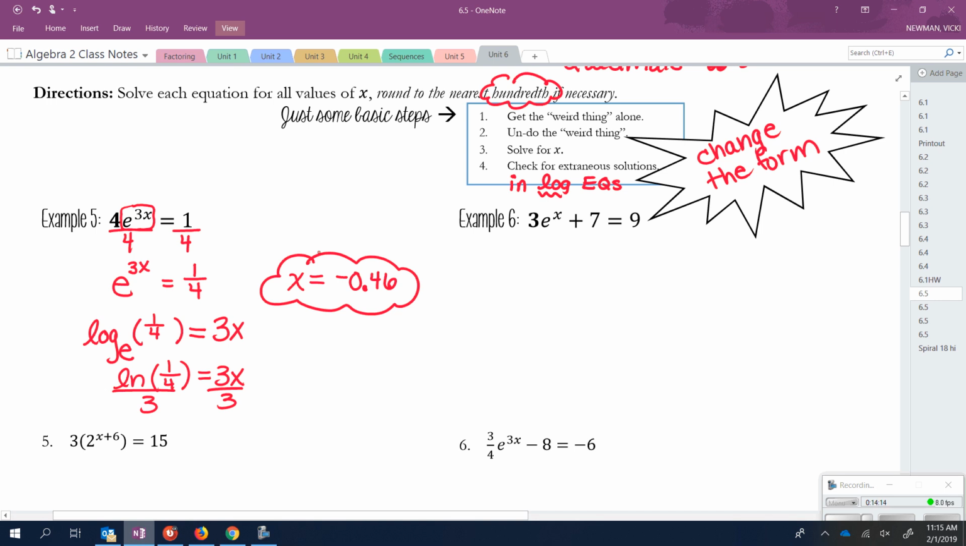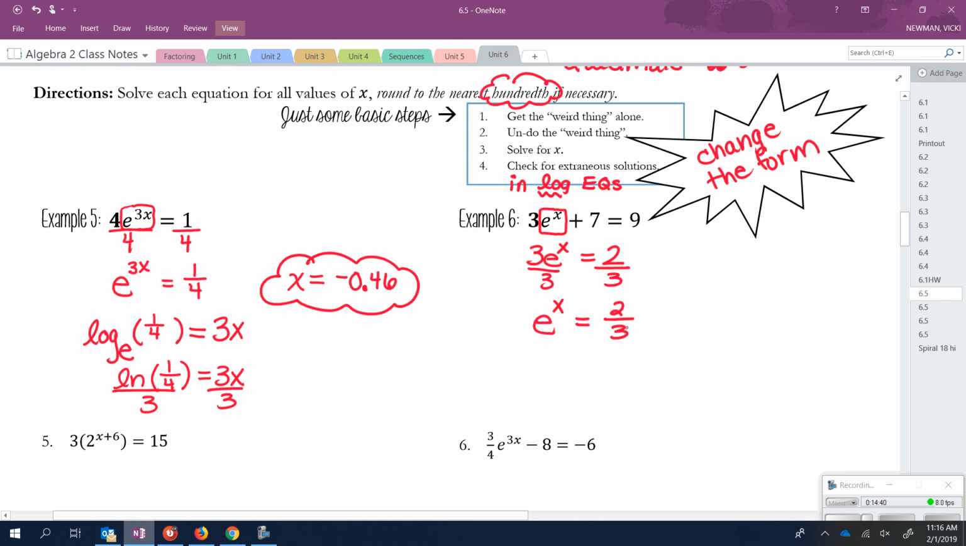Example 6. Step 1, get the weird thing alone. So again, we're getting e alone. How do we get this alone? Well, first I've got to move the 7. So 3 e to the x is equal to 2. Then we've got to get rid of the 3, so divide by 3. E to the x is equal to 2/3.